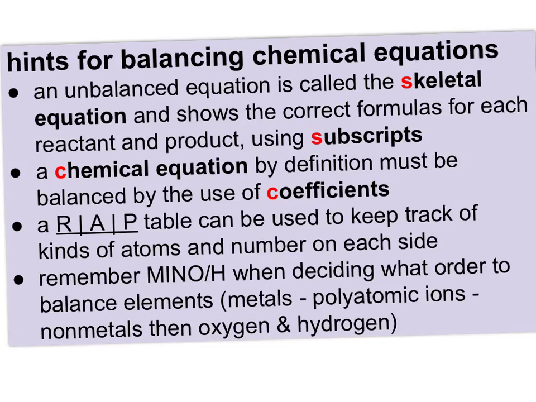A chemical equation, by definition, then has to be balanced by the use of the coefficients. So you use the subscripts to set up your skeleton equation, or the correct formulas for each reactant and product, and then you actually balance the equation by the use of coefficients. And I recommend using a RALP table where you have the reactants on the left side of the table, the products on the right side, and you list the symbol of the atoms involved in the reaction down the center. And then you can keep track of the number of atoms on each side of the reaction.